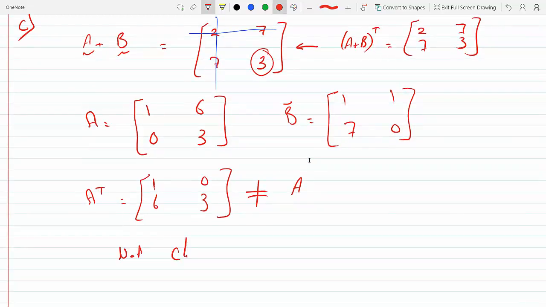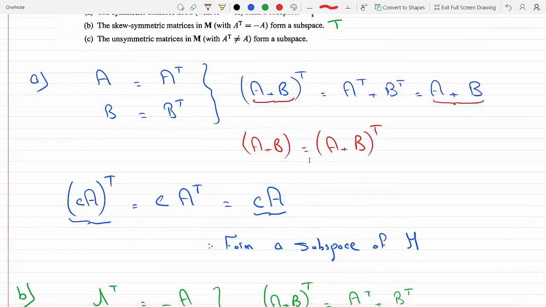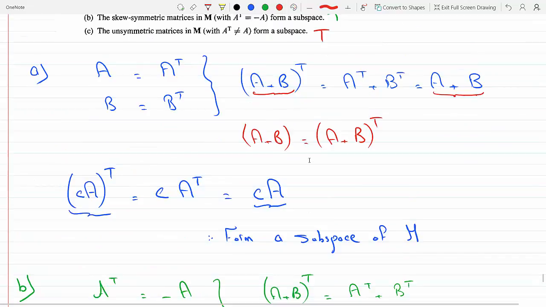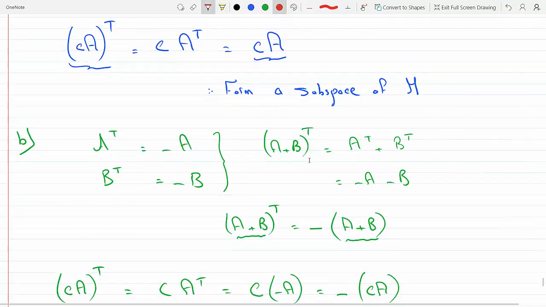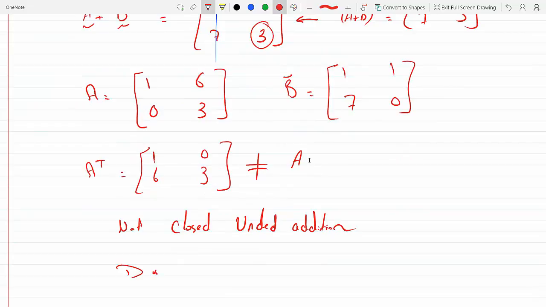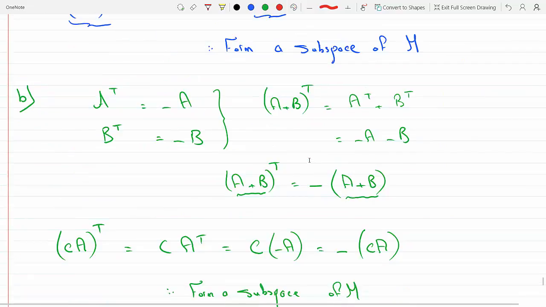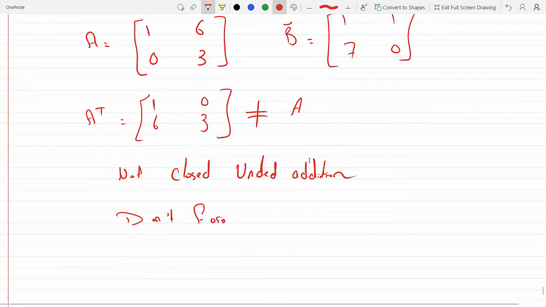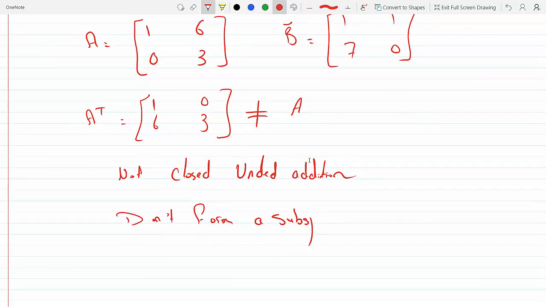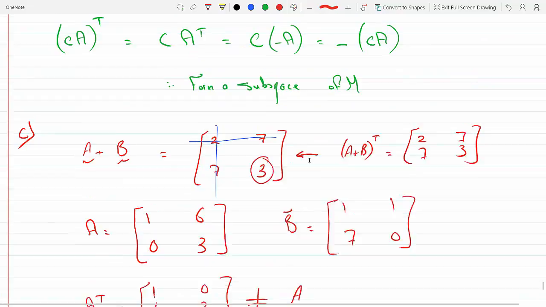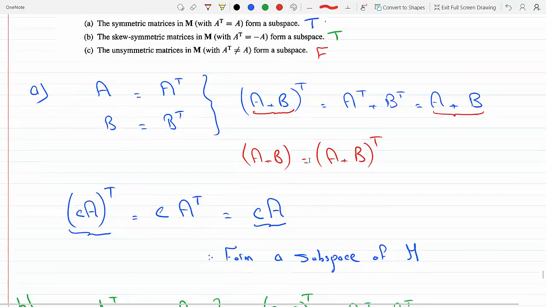Not closed under addition, so therefore this statement here would be false. They don't form a subspace, simply because my result from addition is a symmetric matrix when I start with two unsymmetric matrices. That does it.